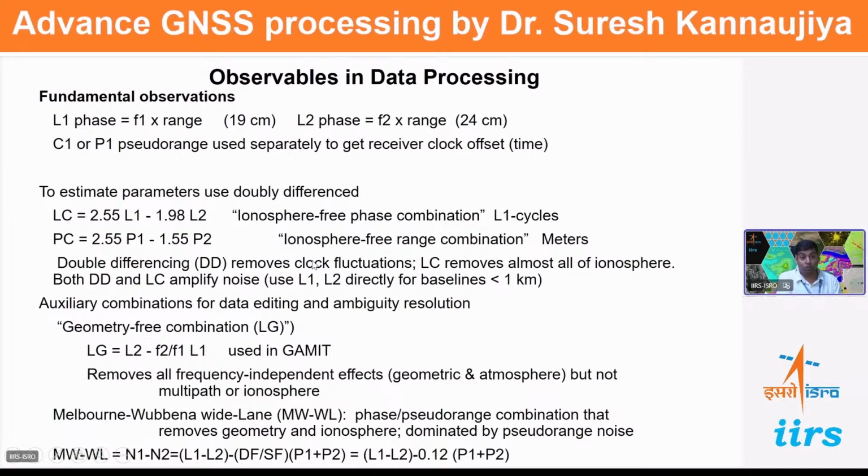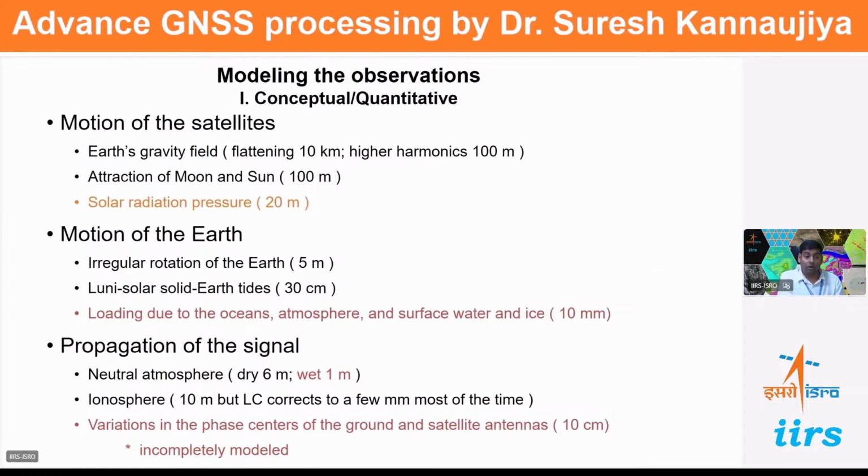Double differencing removes the clock fluctuation, and the linear combination removes the ionospheric error present in the data. Then we also make the geometry-free combination through these equations, and then we use the MW and WL combinations to eliminate the phase or pseudo-range combination that removes the geometry and ionosphere, dominated by pseudo-range noise. This is how we move through the steps to process the GNSS data.